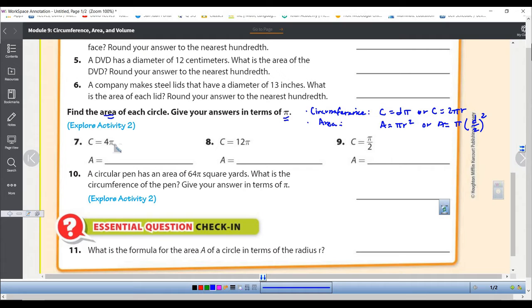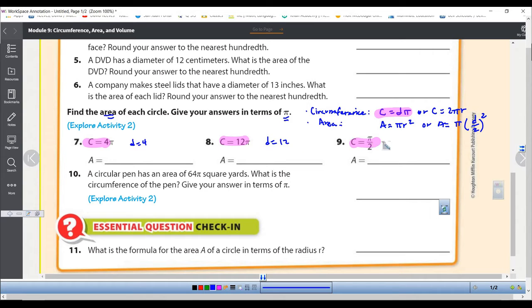It seems complicated, maybe even a little scary that they have pi here, but they're actually making your life a lot easier. Take a look right here. What does it say? Circumference is equal to diameter times pi. So when it says that the circumference is equal to 4 times pi, what are they telling me? They're telling me that the diameter is equal to 4. Do you see that? What about this one? The diameter is equal to 12.